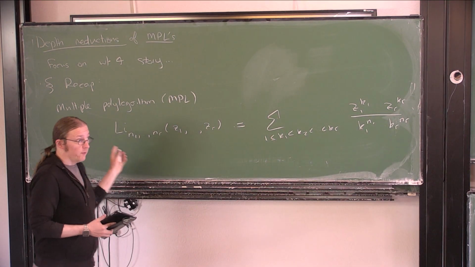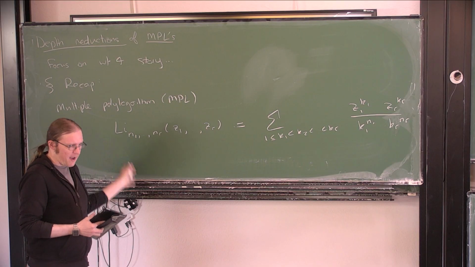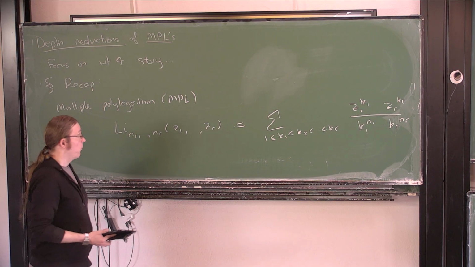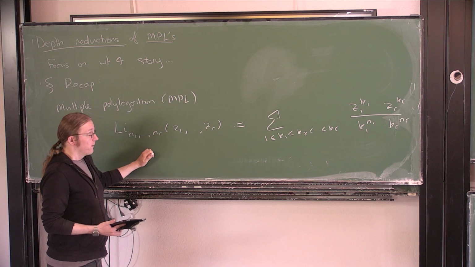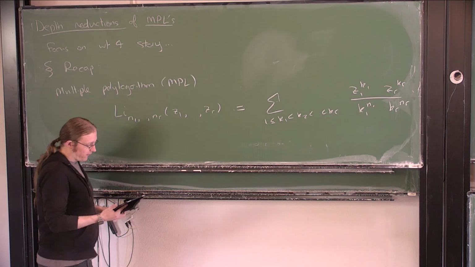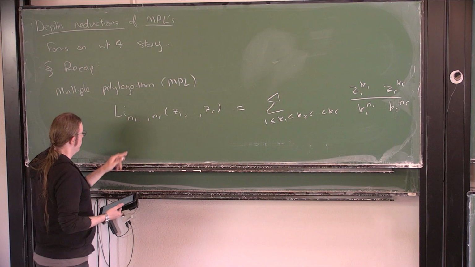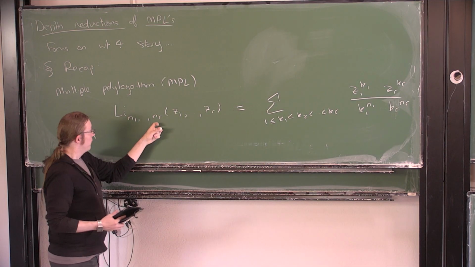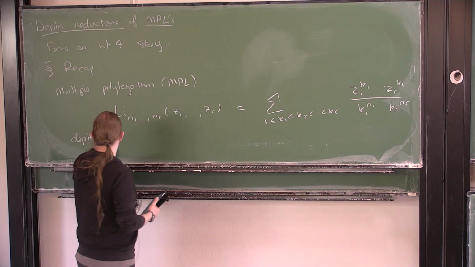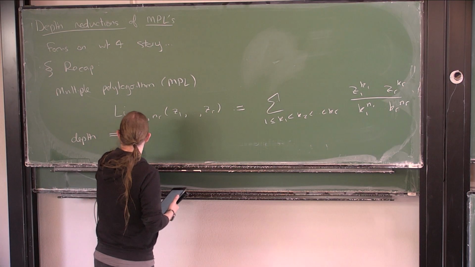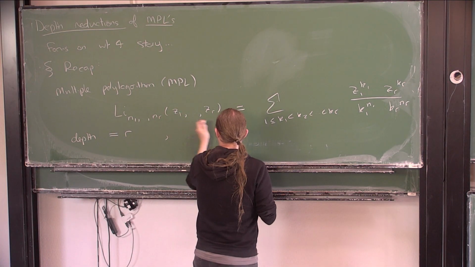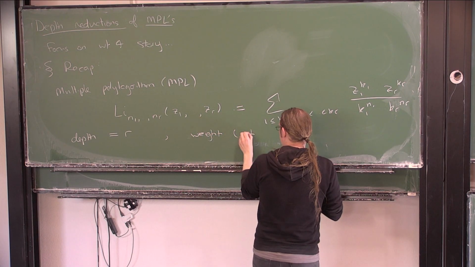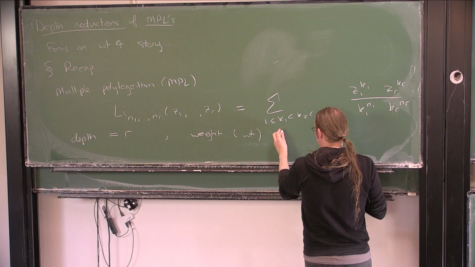So far we've spent most of the time talking about the depth 1 case, the classical polylogs, whereas Daniel was talking about the higher depth ones. So these are the multiple polylog functions we are interested in. Notation as usual: the depth of this function is the number of indices. And the weight, sometimes abbreviated as WT, is the sum of the indices.